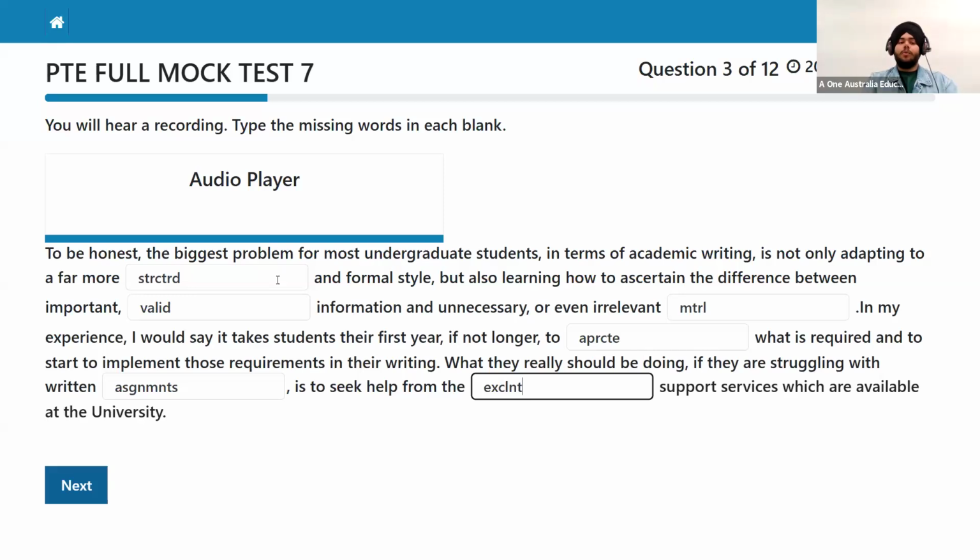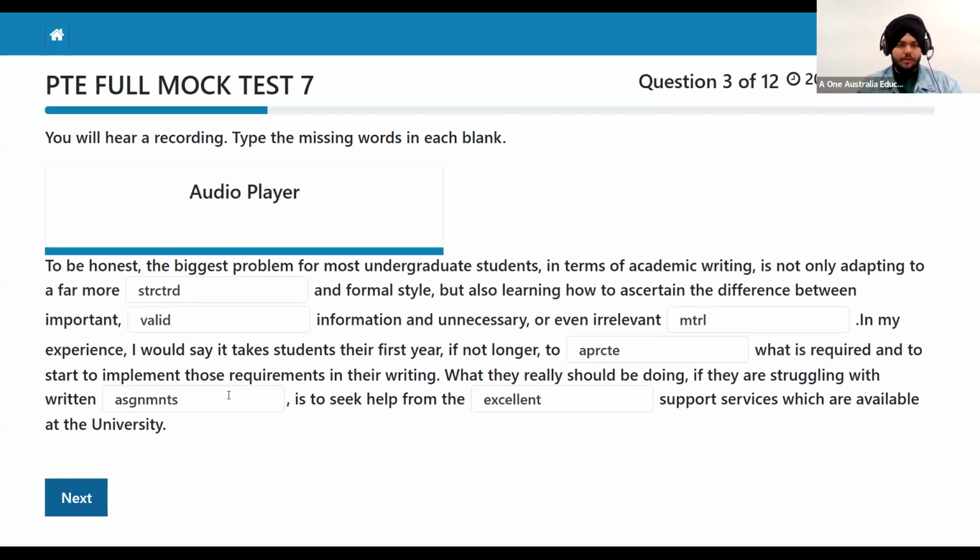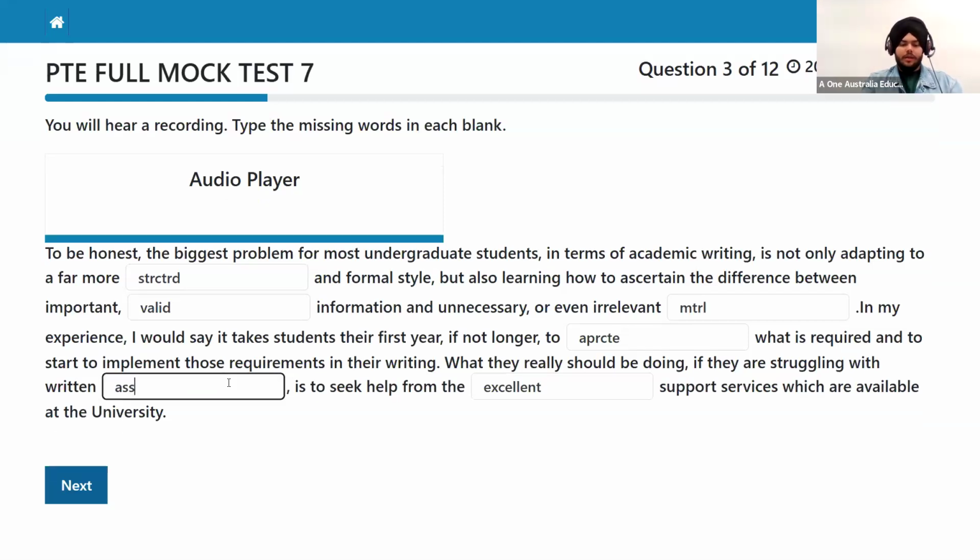Now again, guys, I'm always writing down how my word is ending. So excellent, then assignments, then appreciate, then material, and then valid, and then structured.